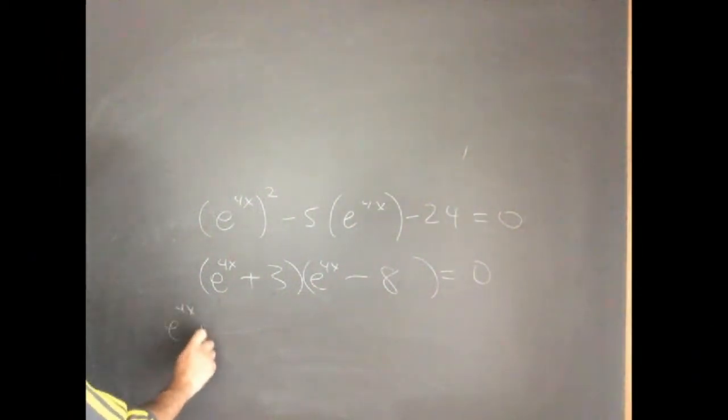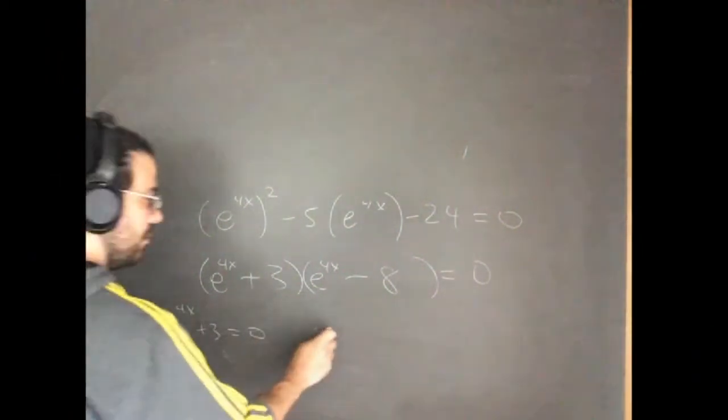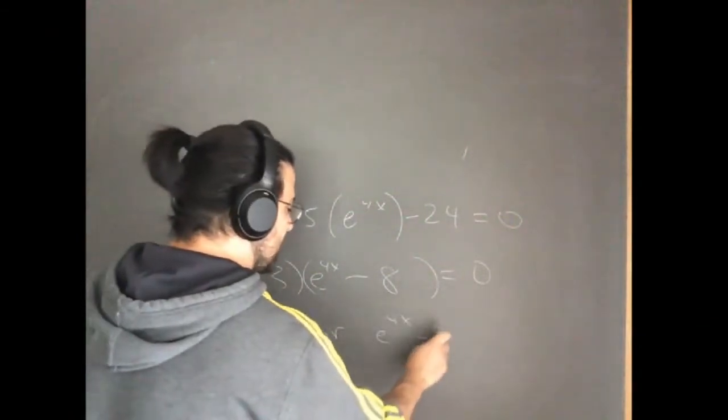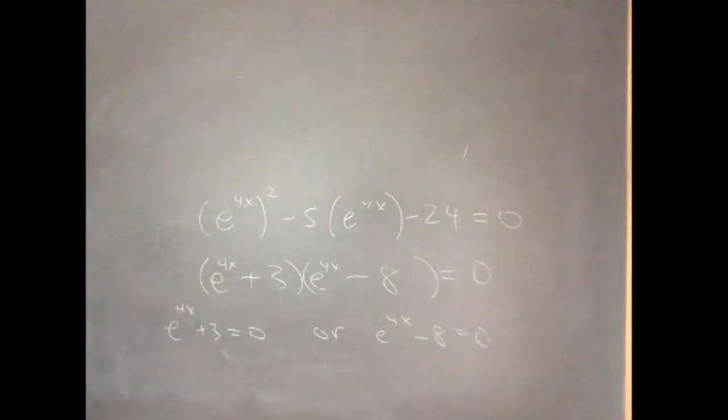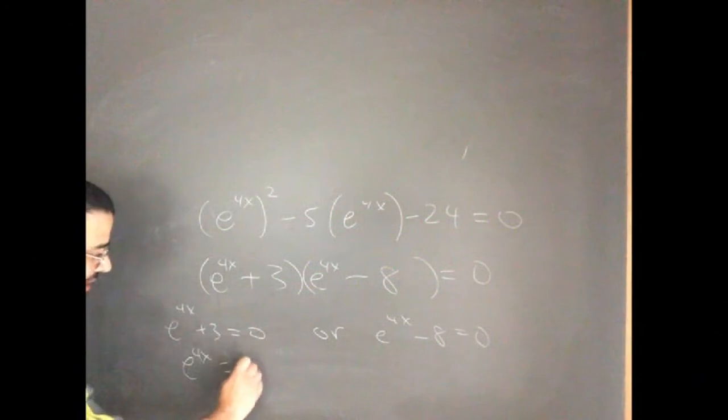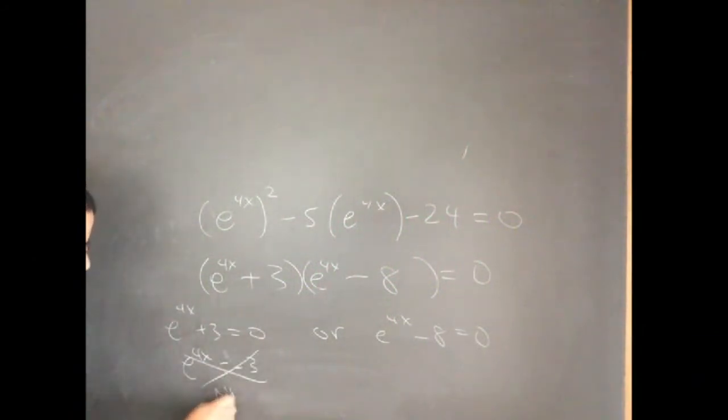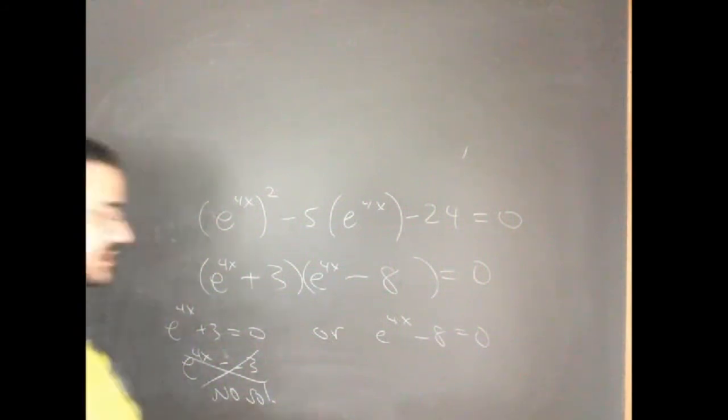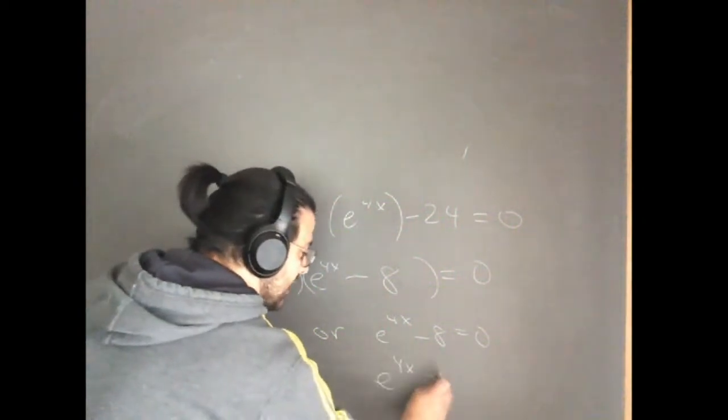So this is e to the 4x plus 3 is equal to 0, or e to the 4x minus 8 is equal to 0. And this one over here, we move it to the other side, and we get e to the 4x is equal to negative 3. And so we can see this is a no solution one, right? Because it's not possible for e to the 4x to ever be negative. We could have taken the natural log of both sides and got an error, but that one's going to lead to nothing. This one's going to lead us to e to the 4x is equal to 8.